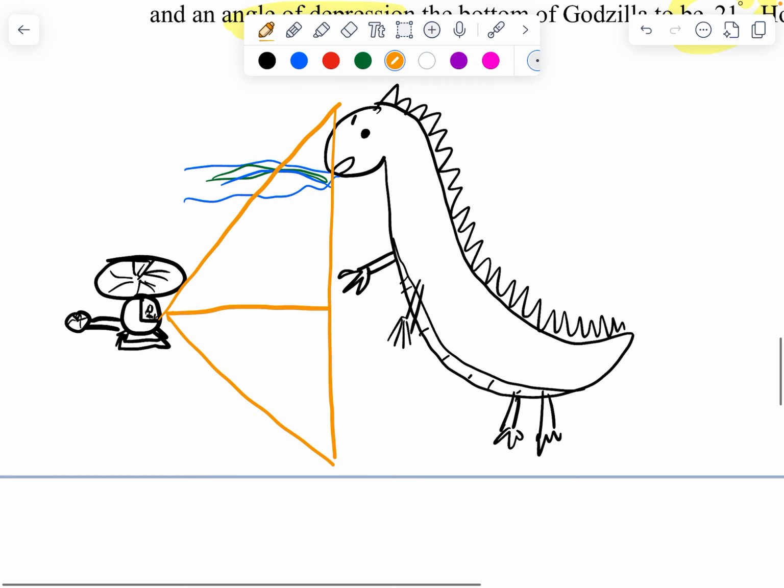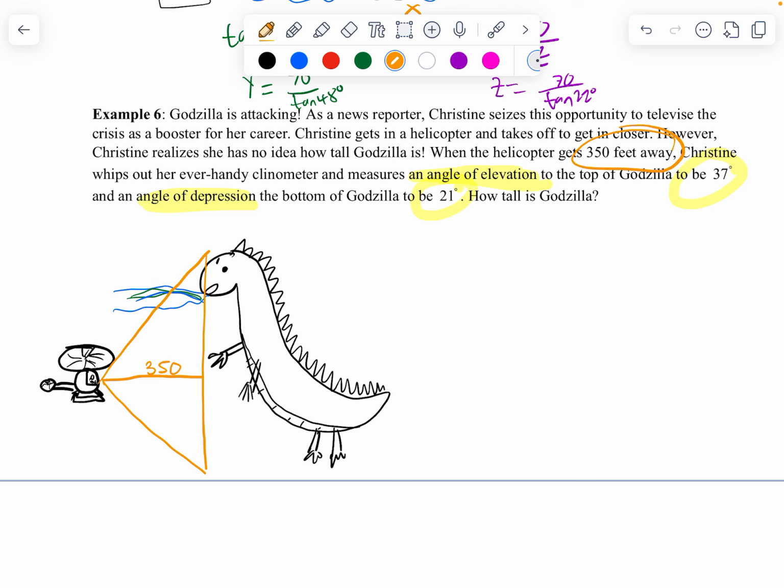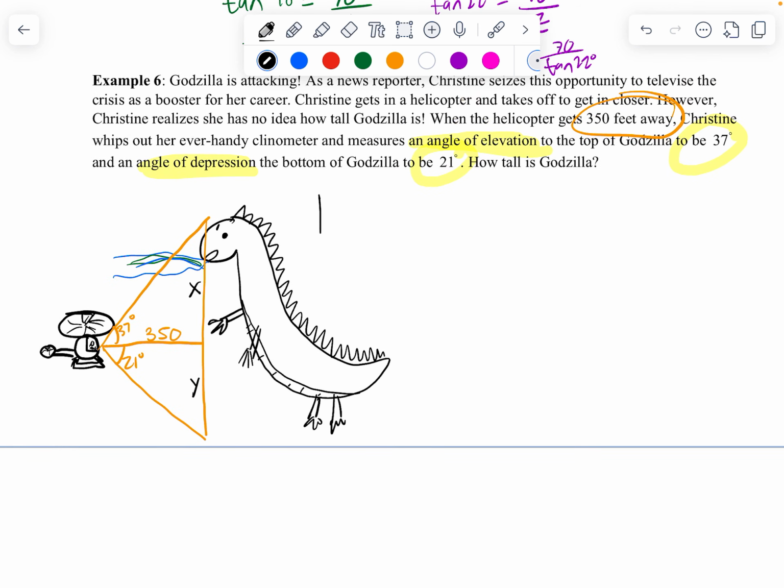So the horizon is where she's at. We're told she's 350 feet away, right there. Our angle of elevation to the top is 37 degrees and depression is 21. Always work from your horizon. And my goal is to figure out the height of Godzilla, that's this entire thing. So if I figure out that triangle and that triangle side for the opposite, that means the height of Godzilla should be those two together. From there, we have the adjacent side to our angles, and the x and y are both opposites to our angles, both angle of elevation and depression.